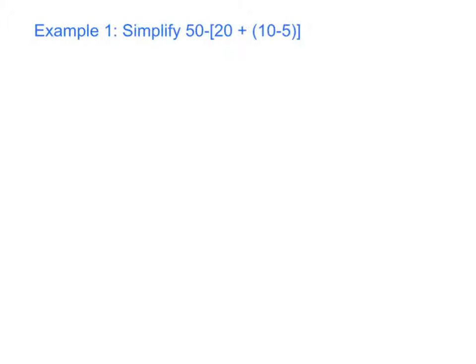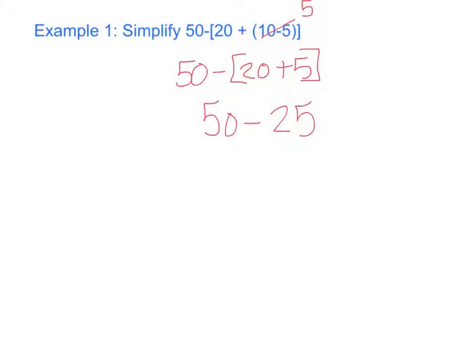Example 1 says simplify 50 minus the quantity 20 plus the quantity 10 minus 5. Order of operations always says start inside parentheses. Well, we have double parentheses. We've got braces and parentheses. Since the parentheses are inside the braces, we start at the innermost, which would be the parentheses. So, instead of writing 10 minus 5, we're going to write 5. Then we write the problem: 50 minus 20 plus 5. We get 50 minus 25. Then 50 minus 25 would be 25.